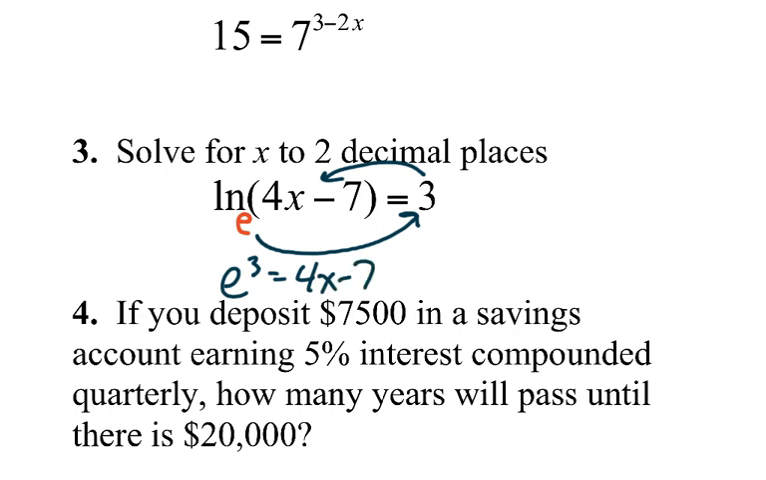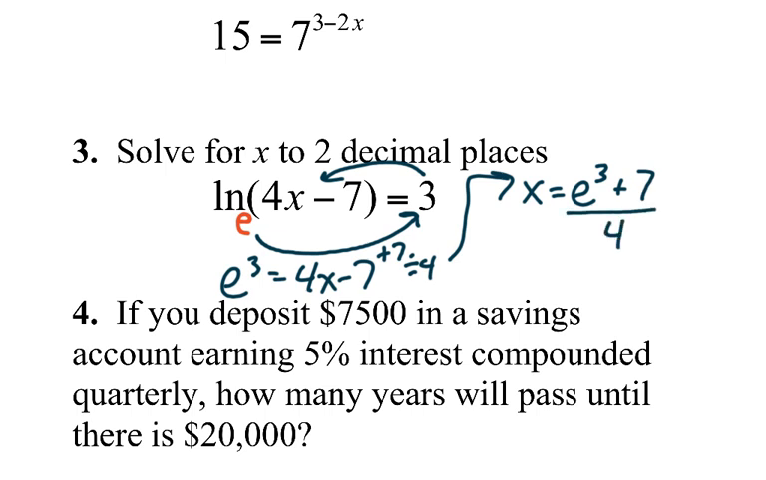Great. Now, e to the 3 is just a number. We can put that into our calculator. So let's do some algebra here. We're going to add 7 and divide by 4. So just to save a couple steps, my x should be e to the 3 plus 7, whole thing divided by 4. And again, if you want to put it in your calculator in one big step, just surround the numerator by parentheses, and you should be good to go.